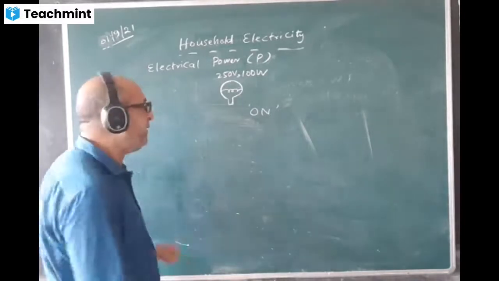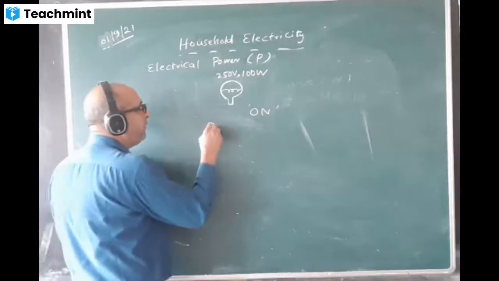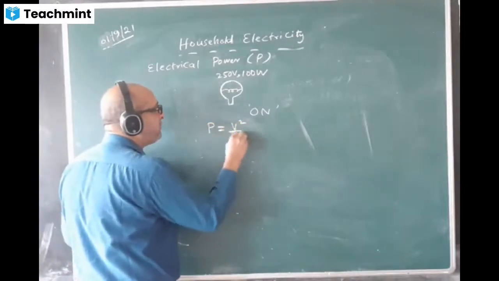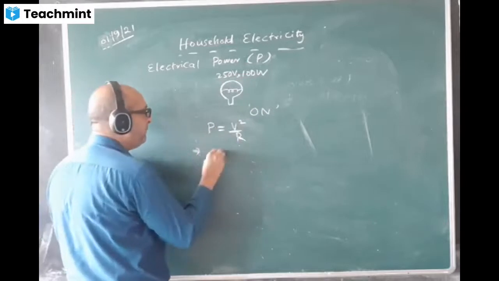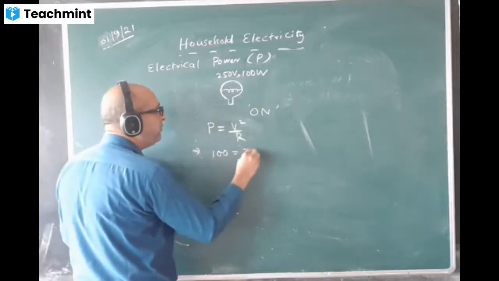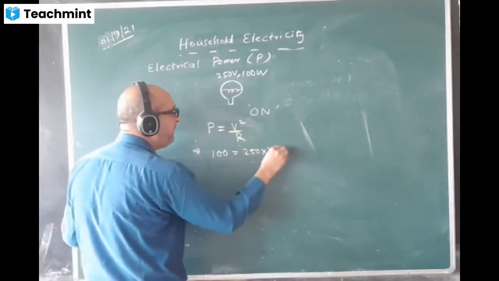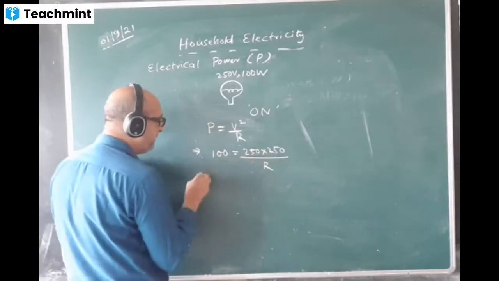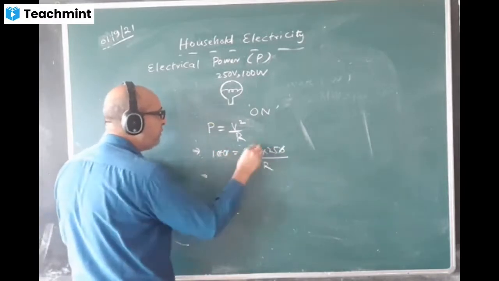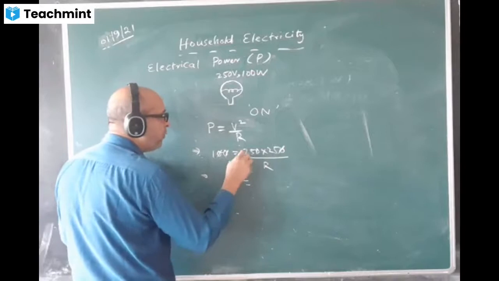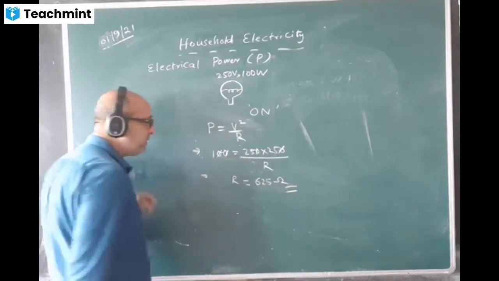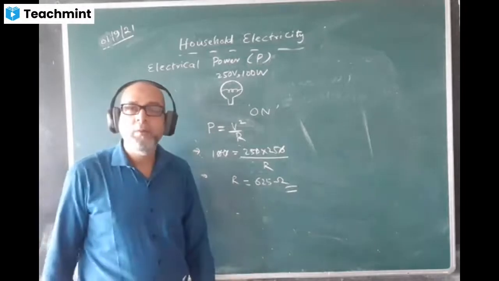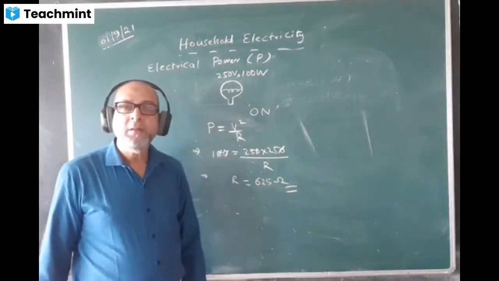That is correct. Very good. Write down here, P equal to V square by R. Please put in the information. Power value is 100, voltage value is 250, so 250 into 250 over R. We will cancel the zeros. R value is coming 25 into 25, the answer is 625 ohms.